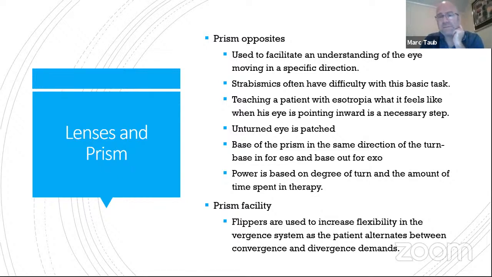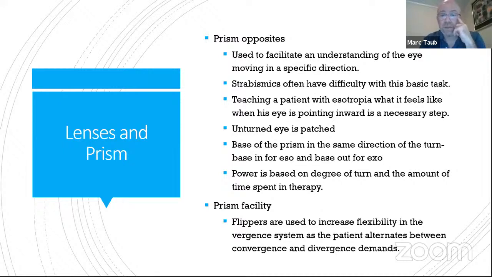So for prism opposites, it is used, again, very similar to other activities, for an understanding of where the eye is and where it's moving in its specific directions. This is one of the basic skill sets for strabismics. If the patient has an esotrope, how could you ever get them to be straight if they don't understand what it feels like for their eye to be straight?